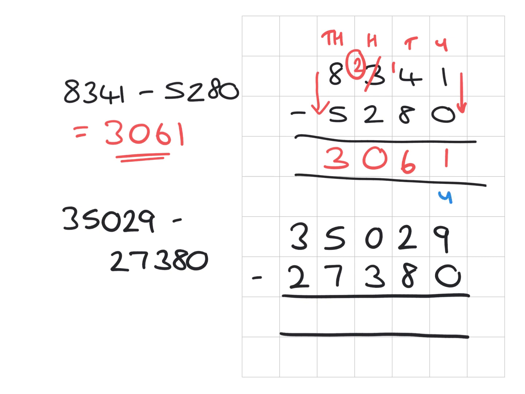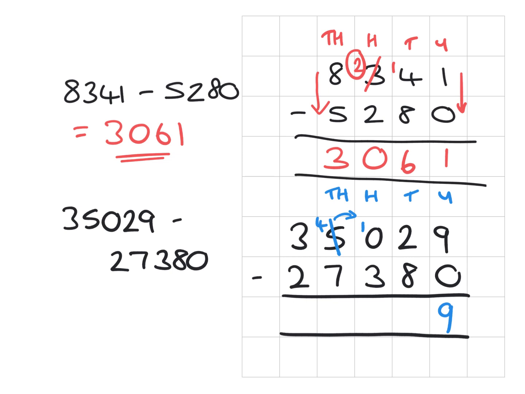9 units take away 0 units, leaves us still with 9 units. Then in the tens, we have 2 tens take away 8 tens. Well, we can't do that, so we're going to look next door in the hundreds, but as you can see it's 0, so we can't borrow from there. So we'll go again into the next column, into the thousands column, and we're going to borrow 1,000. Now the key here is when you borrow, you only ever bring it back one column at a time. Don't try and jump all the way back to the tens or the units. Always only ever one jump at a time, one hop at a time.